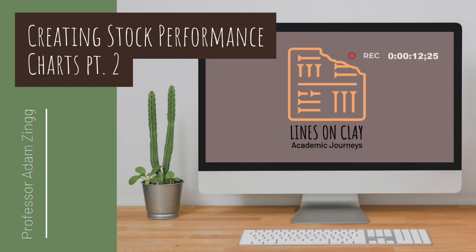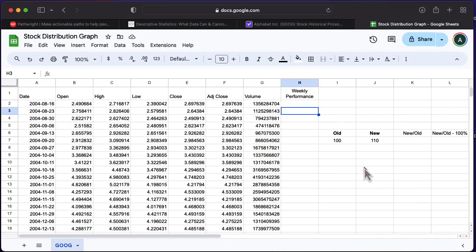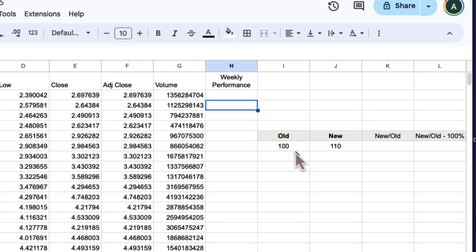Welcome, welcome. Now we're going to look at weekly performance for Google stock, and then we're going to graph that weekly performance, which is pretty easy to do. Before I do that, I'm just going to very quickly show you why I'm putting in the formula that I'm putting in. Let's say that we had an old price of $100.